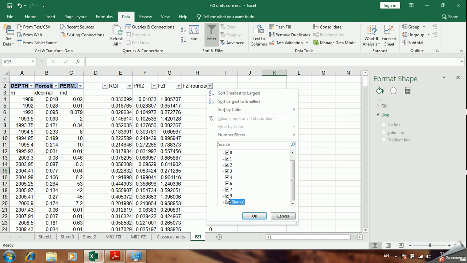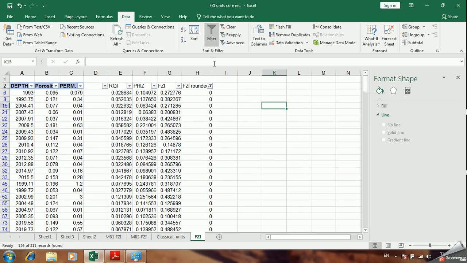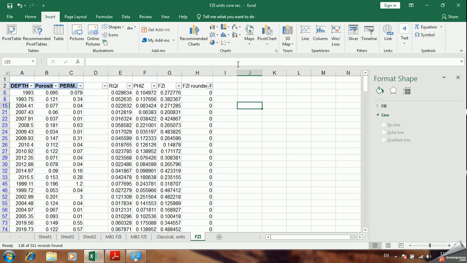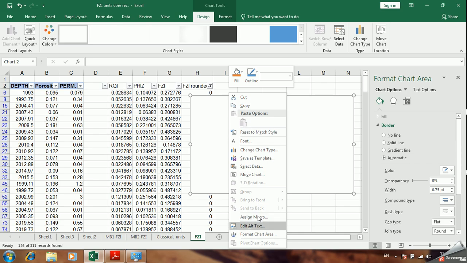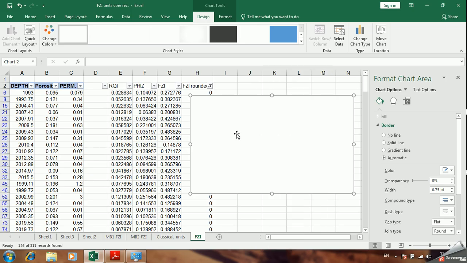Okay, so I'm going to separate, for example, the flow zone indicator 0 at the beginning. You can see it has hidden all the values of the porosity, permeability, RQI, FZI, and phi Z, and the rounded FZI of 1, 2, 3, and on. So we have only the FZI rounded of 0 appearing on the screen. Now we can easily make a plot between the porosity and the permeability. Our focus and our goal is to find an equation that links the porosity and the permeability.